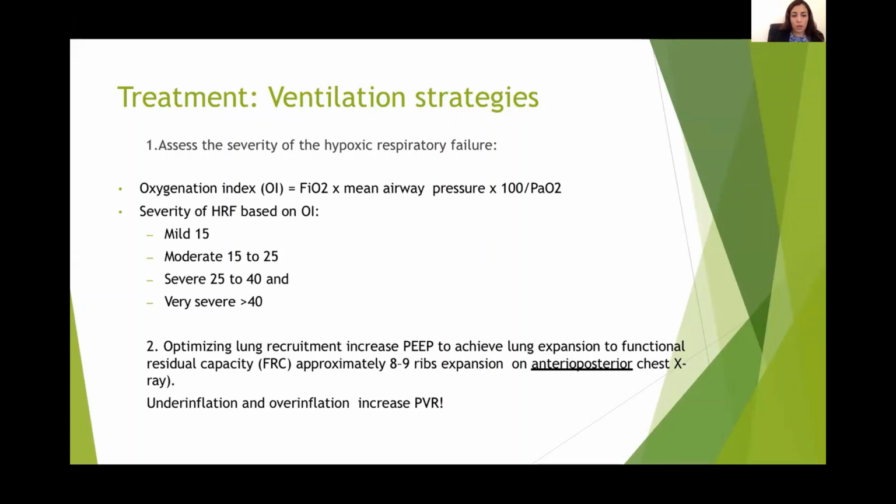We have to avoid underinflation as well as overinflation because both of them will increase the pulmonary vascular resistance. Underinflation can give lung collapse, atelectasis, which will increase the intrapulmonary shunt, leading to more hypoxia and more hypercarbia. And overinflation will decrease the venous return, which will increase the hypotension, and the baby will deteriorate more, and you will not be able to start IV medicine.